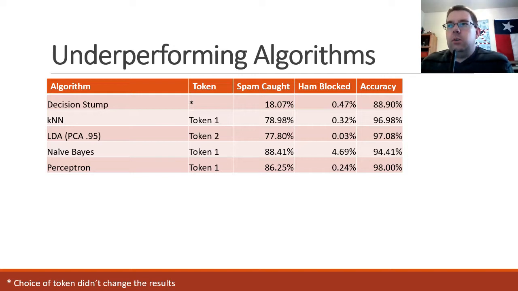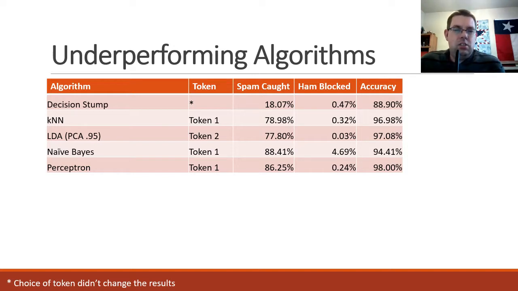So in talking about the results, I'm going to mention a few of these in passing and then talk about 3 in more detail. These 5 here, decision stump, k-nearest neighbor, LDA, naive Bayes, and perceptron were what I call underperforming. You look at the measurements I used. Spam caught is pretty obvious. Ham blocked is something I wanted to minimize. Block very few legitimate messages, and that's something that I'm going to emphasize in these results. And then the overall accuracy.